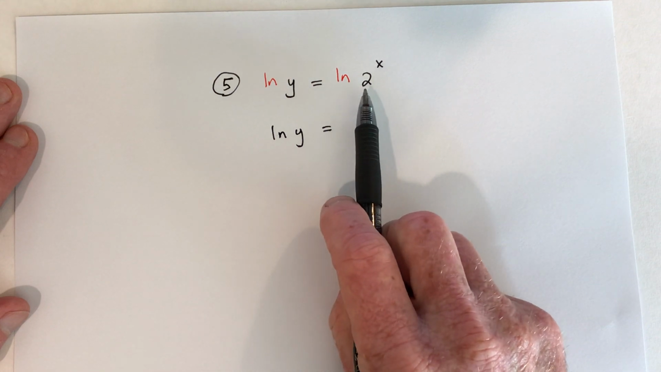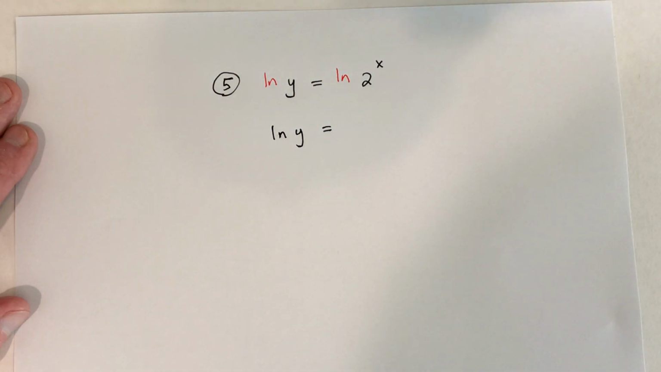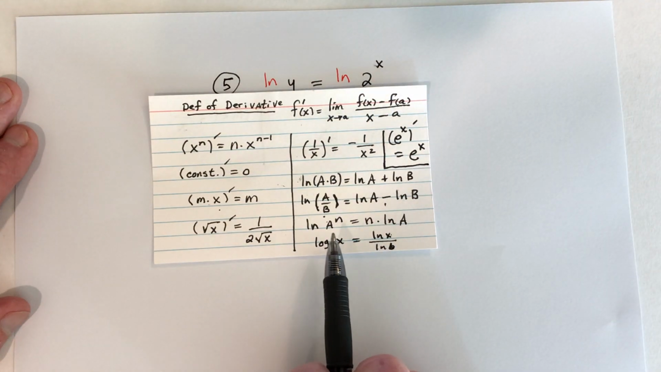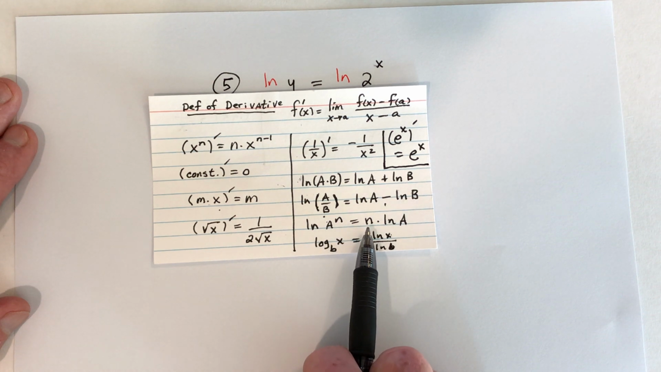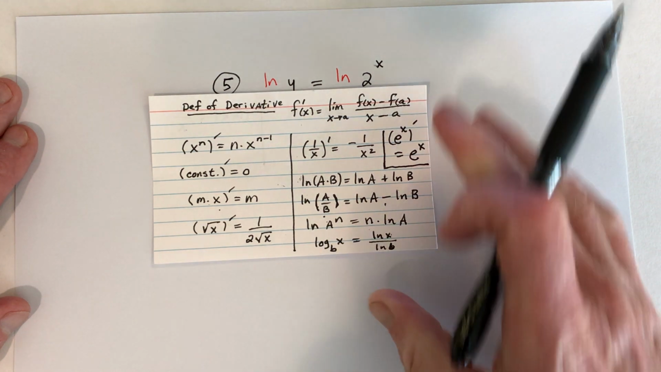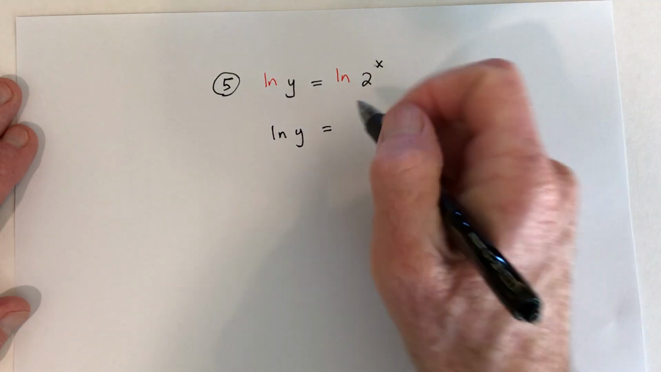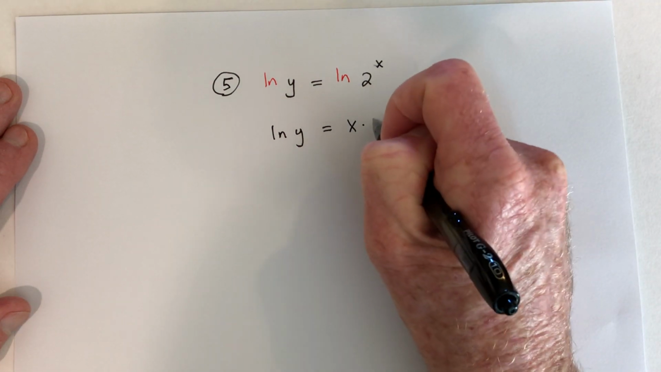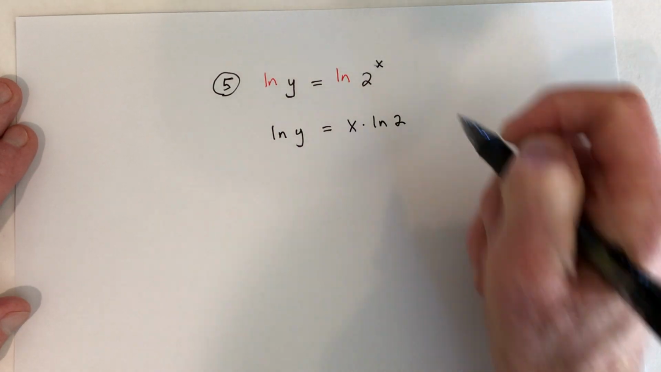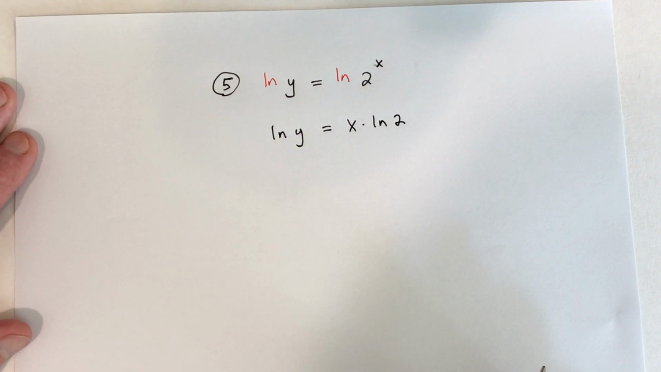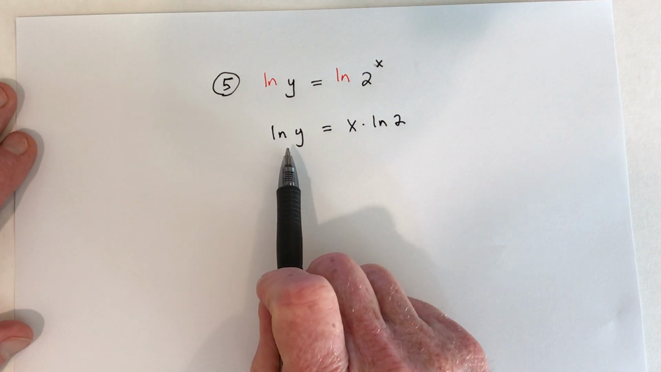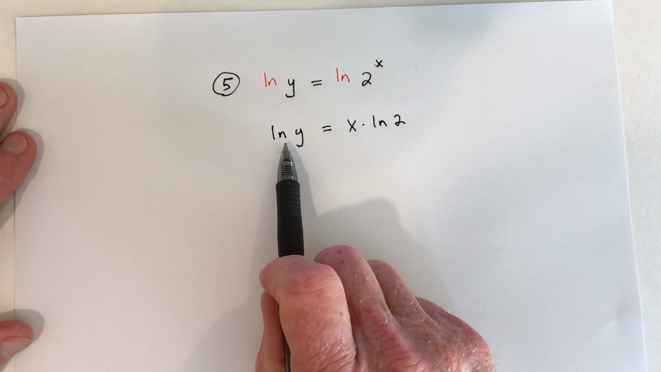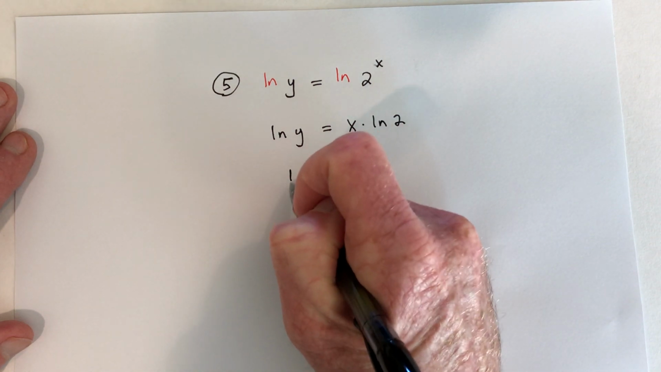And then on this side, this is the rule from the logarithms that looks like this. You can take that exponent, bring it in front, and multiply. So the x can go in front, and then it's going to say natural log of 2. Now when I take the derivative, the derivative of the natural log of y is going to be 1 over y.